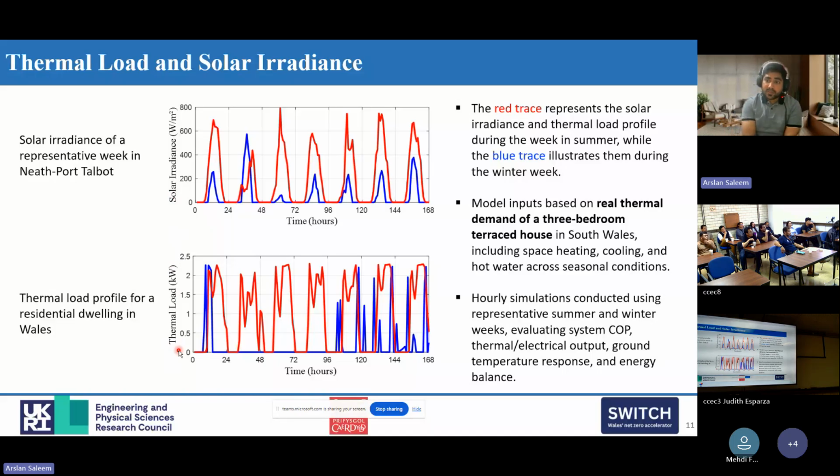So the model inputs are based on the real thermal demand of a 3-bedroom terraced house in South Wales, which involved the space heating demand, space cooling demand, and hot water across seasonal conditions. The hourly simulations were conducted using these conditions, representative summer and winter week conditions, to evaluate the system performance and ground temperature response.